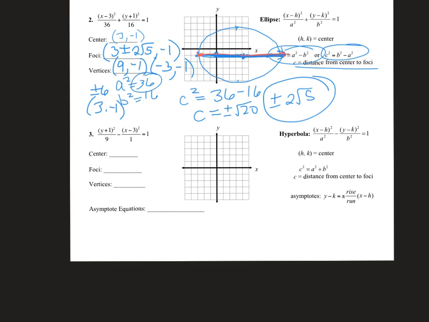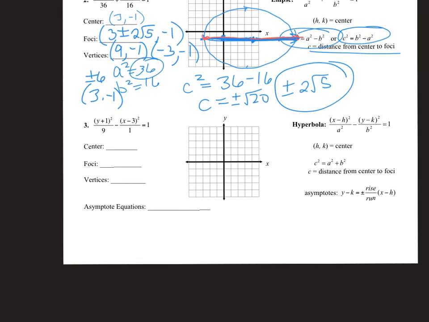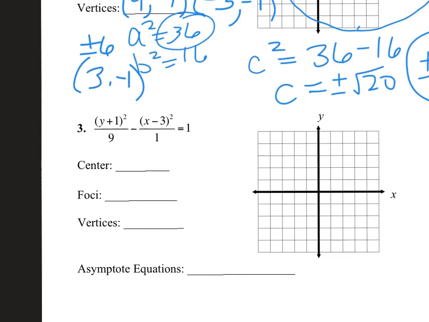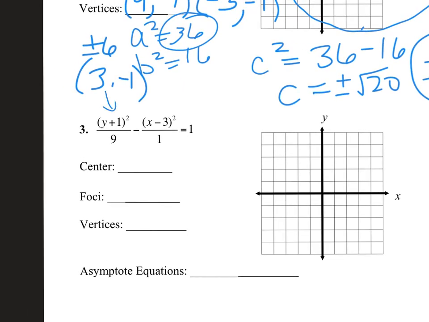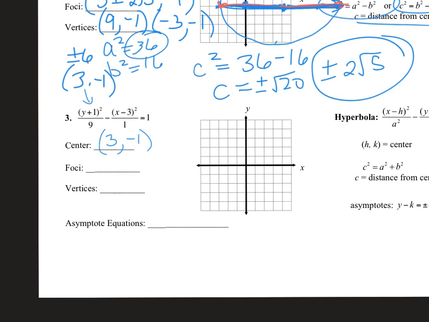Next one up is a hyperbola. Now remember, hyperbola is all about which variable comes first. In this case, the y is first. So make sure you're very careful with finding the center. A lot of people will say the center is -1, 3, but in fact it's 3, -1, because it's always x first and then y.